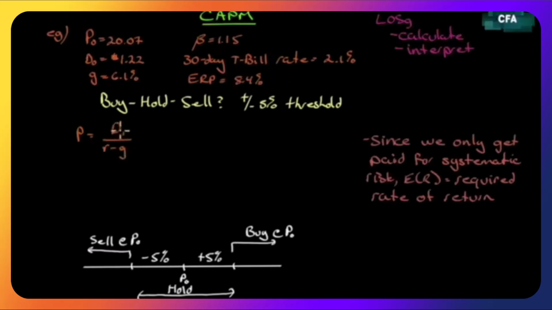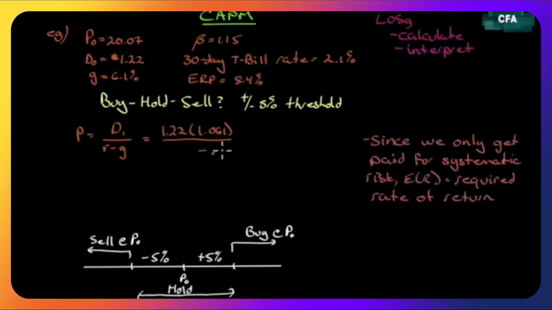Well, we can figure out D1. That's easy enough. We can start with D0, 1.22. And in 1 year, if the growth rate is 6.1%, it'll be 1.29442. There we go. And it's R minus G. We have our G on the bottom, 0.061, but we don't have R. R is our required rate of return.